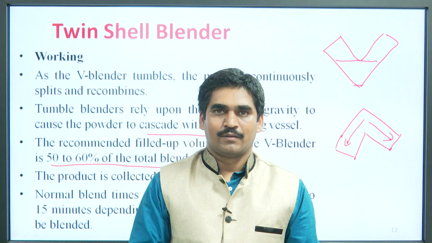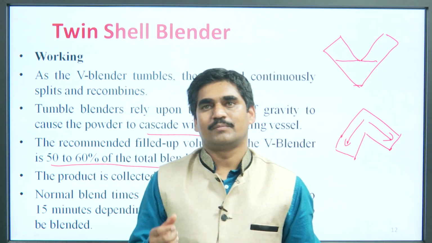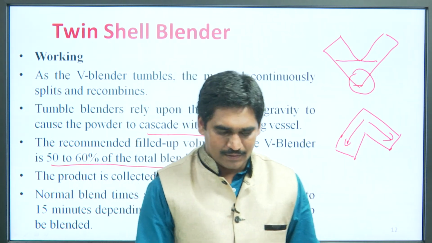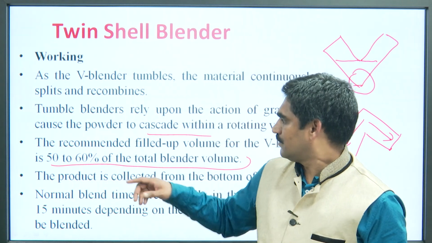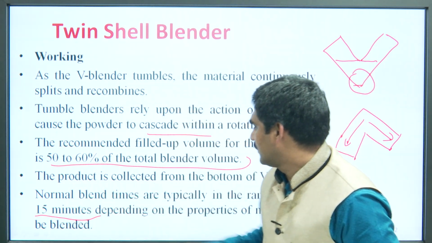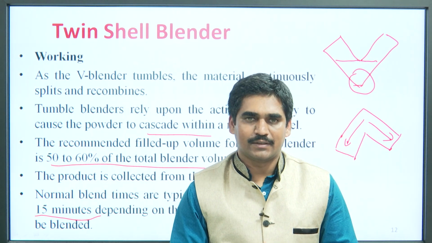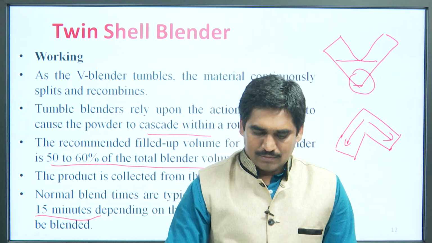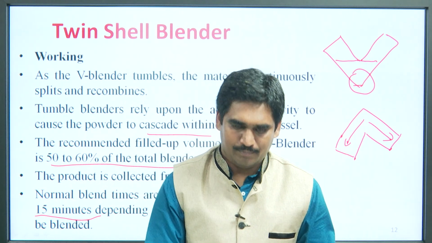The product is collected from the bottom of the V blender. So, from here the products can be collected. Normal blending times are in the range of 5 to 15 minutes, depending upon the properties of the material which is to be blended. So, it takes around 5 to 15 minutes for proper mixing of powders.